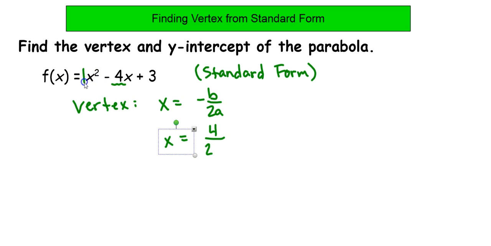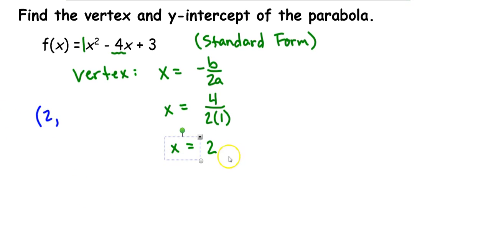Well, we know there's no number in front of x squared, so technically that number is just going to be a 1. So I know my x-coordinate of my vertex, negative b over 2a, and when I plug my numbers in, a and b and c, the x-coordinate of my vertex is going to be 4 divided by 2, which is equal to 2. So I now know the x-coordinate of my vertex is going to be 2, but I need to figure out what my y is.